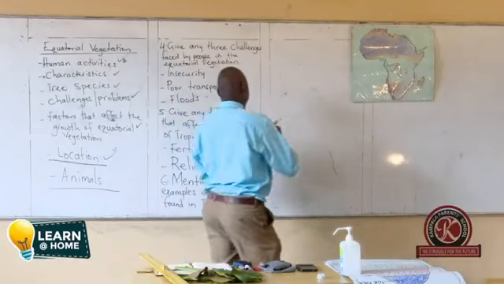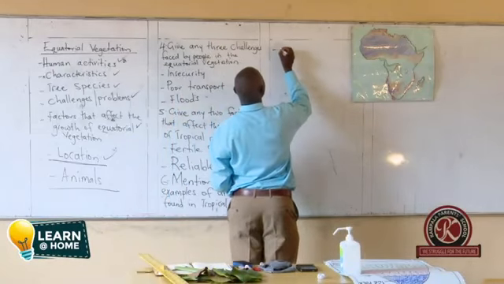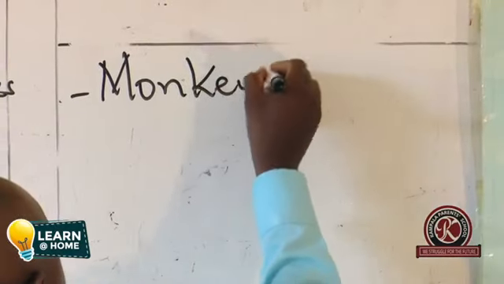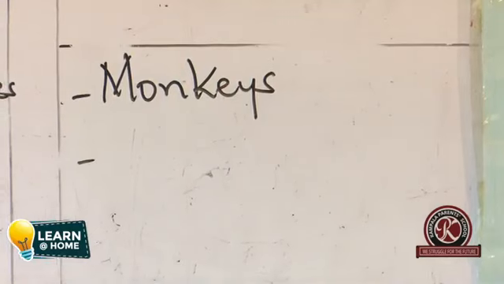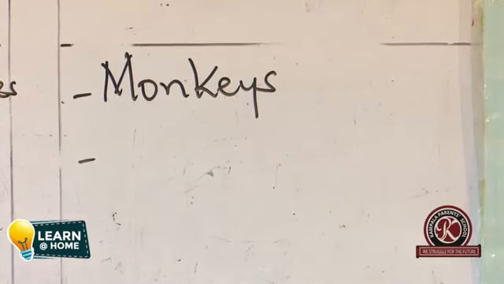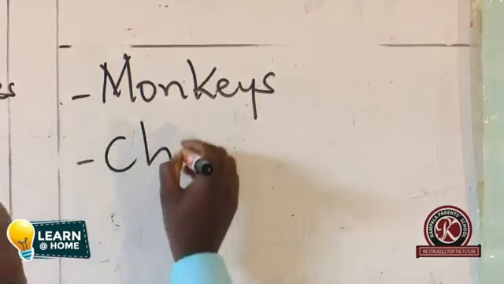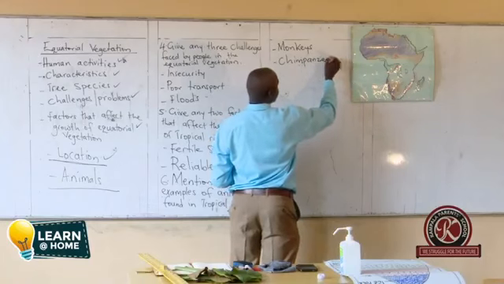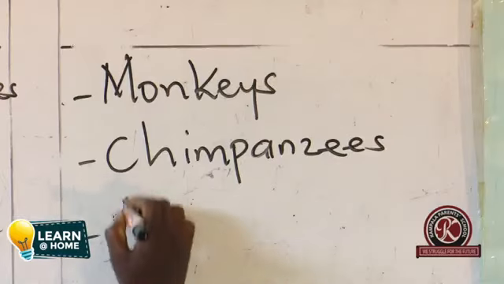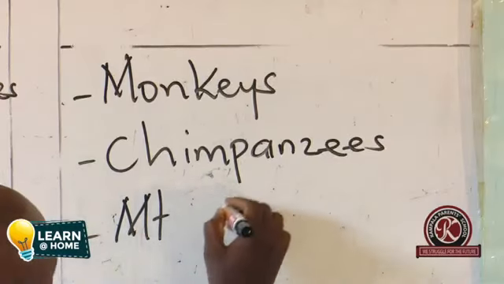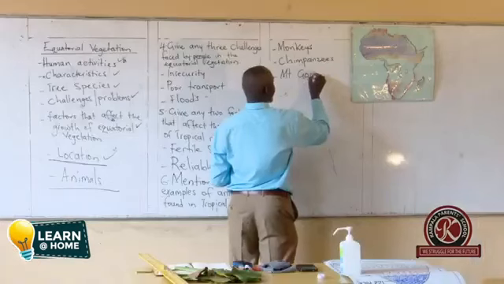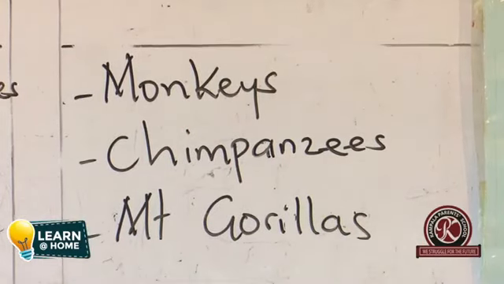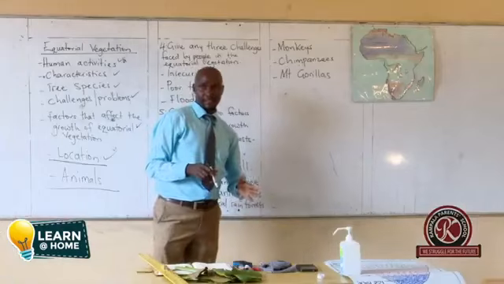So we already said we have monkeys. We have monkeys because we said they feed on fruits. We also have chimpanzees. Then lastly, we have the mountain gorillas. These animals, since they feed on fruits, that's why they are commonly found in forested areas.